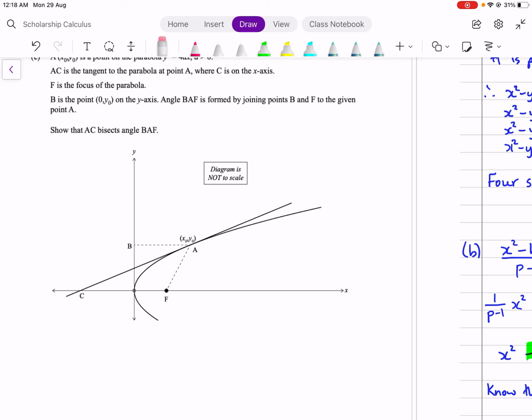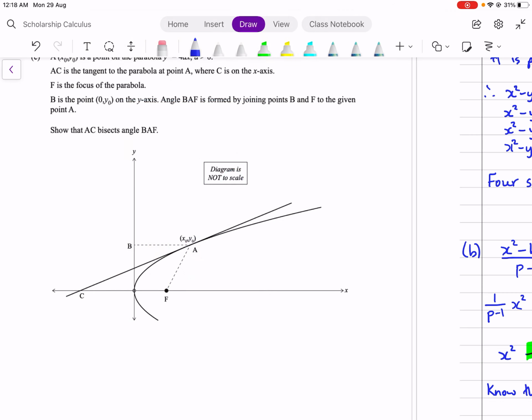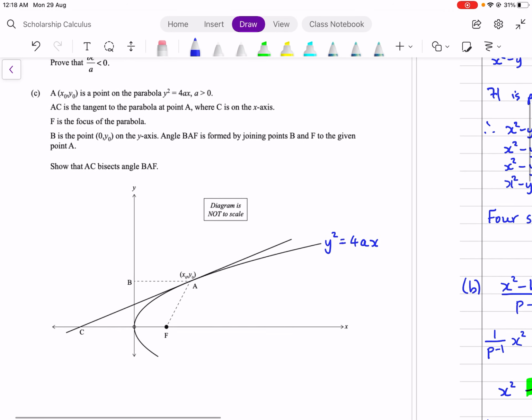Okay, so how do we even start this? We've got an equation. y squared is 4ax, where a is the focus. They don't tell you that in the question. That's something you need to know about basic conics, is that this focus is at the point a.